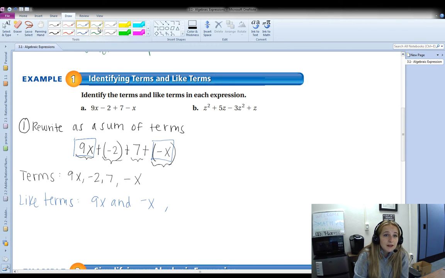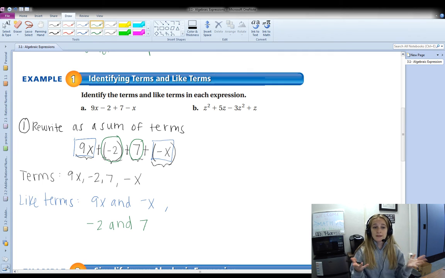Now let's do the other like terms. Well, remember the word constants. Constants don't have a variable on them, but any number, so negative 2 and 7, I'm going to draw circles around these. These are like terms because they're both constants. They don't have a variable, and essentially that's what makes them a constant. So my other set of like terms are just negative 2 and 7. So right there, that's how I find my terms, find my like terms.